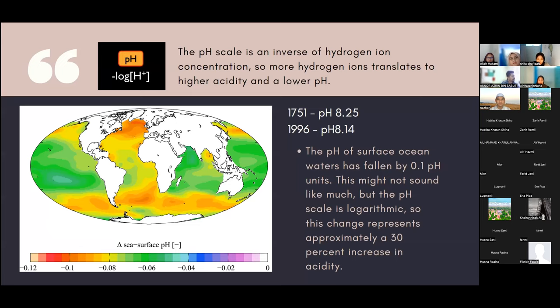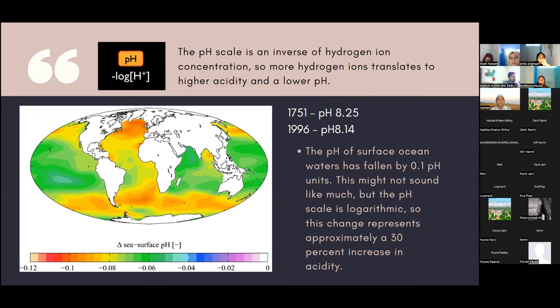So this is what we can see. First of all, let's look at the pictures below. Here we see the surface ocean pH. There is a variation, a regional difference, and the orange part is the concentrated part. This was taken, if I'm not mistaken, about 5 years back. In 1751, the pH of the surface ocean was 8.25. By 1996, around the period of the Industrial Revolution, it went down to 8.14. So the pH of surface ocean waters has fallen by 0.1.